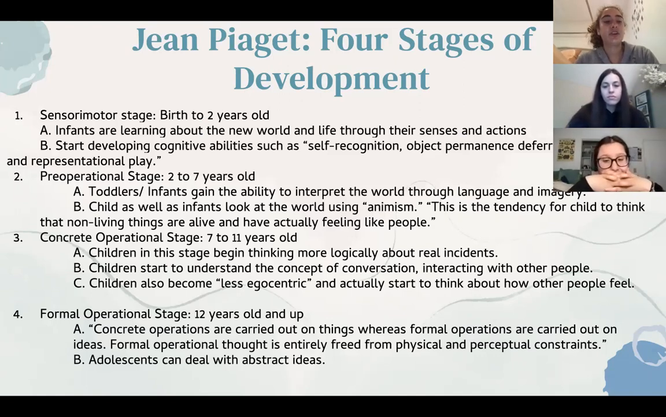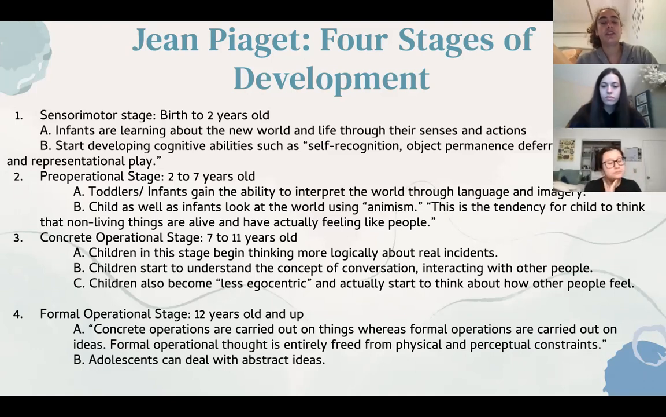The next stage is the pre-operational stage, which is 2 to 7 years old. This is when toddlers and infants gain the ability to interpret the world through language and imagery. Children during this time period are looking at the world using animism. This is a tendency for children to see that non-living things are alive and have feelings like people. The third stage of development is the concrete operational stage, which is 7 to 11 years old.